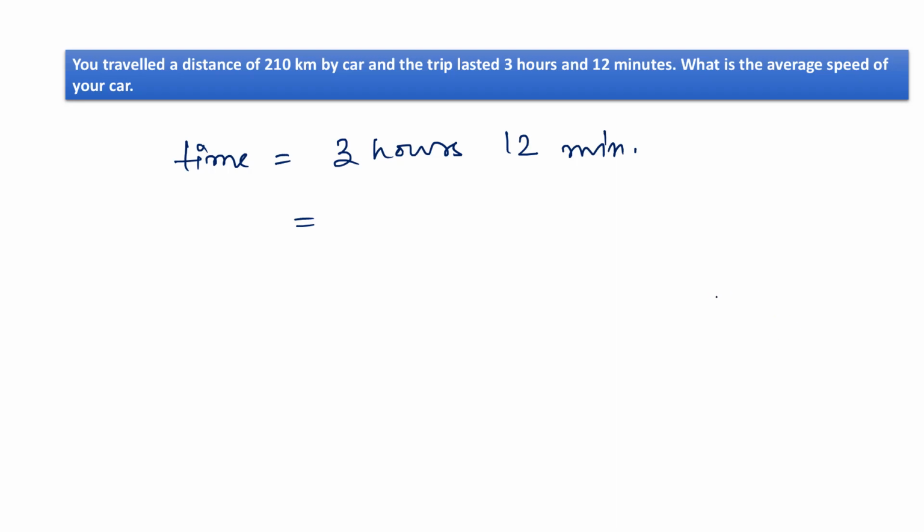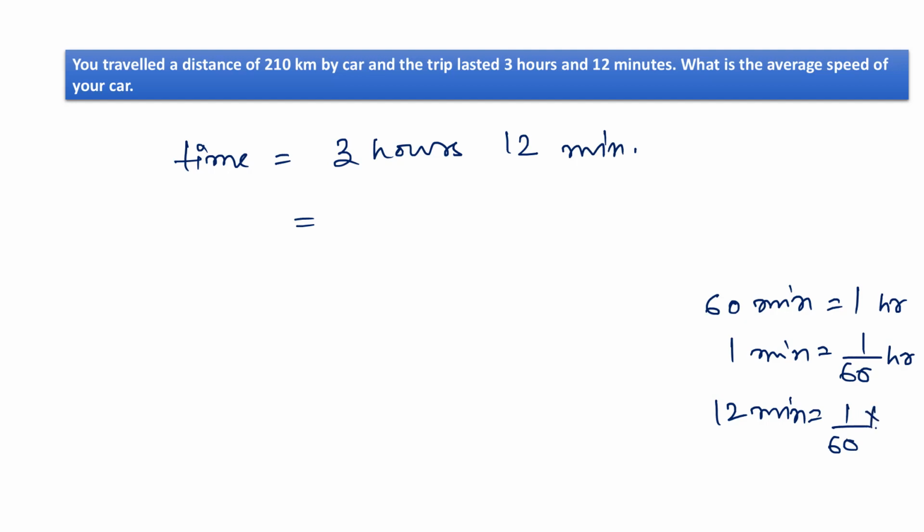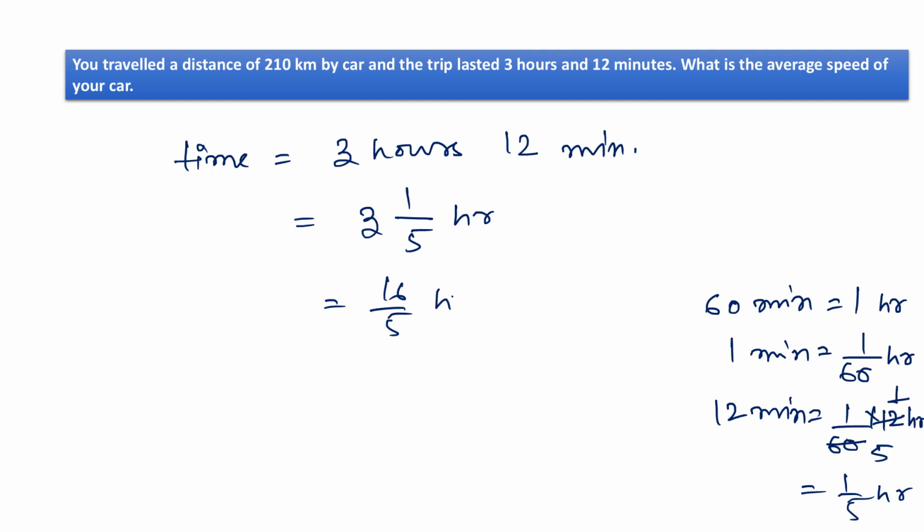I'm just doing some rough calculation. 60 minutes is equal to 1 hour. 1 minute is equal to 1 by 60 hour. So 12 minutes is equal to 1 by 60 multiplied by 12, that much hour. So 12 ones are 12, 12 fives are 60, and it is 1 by 5 hour. So if 12 minutes is equal to 1 by 5 hour, then we can say it is 3 whole 1 by 5 hour. That means 3 fives are 15 plus 1, that is 16 by 5 hour.